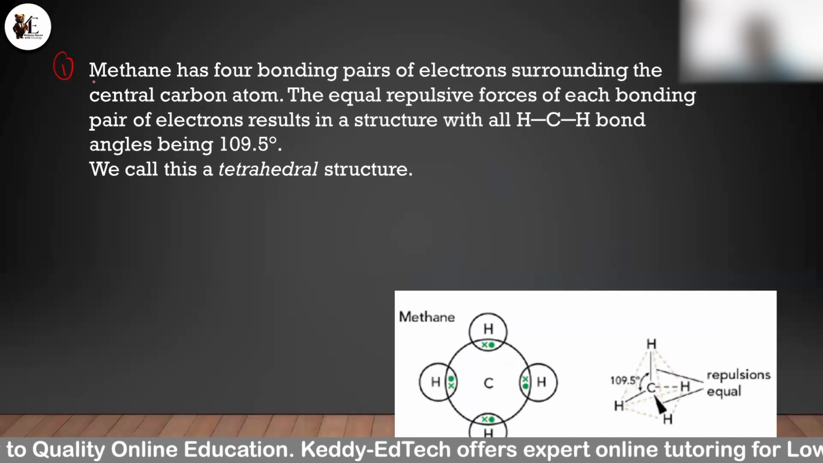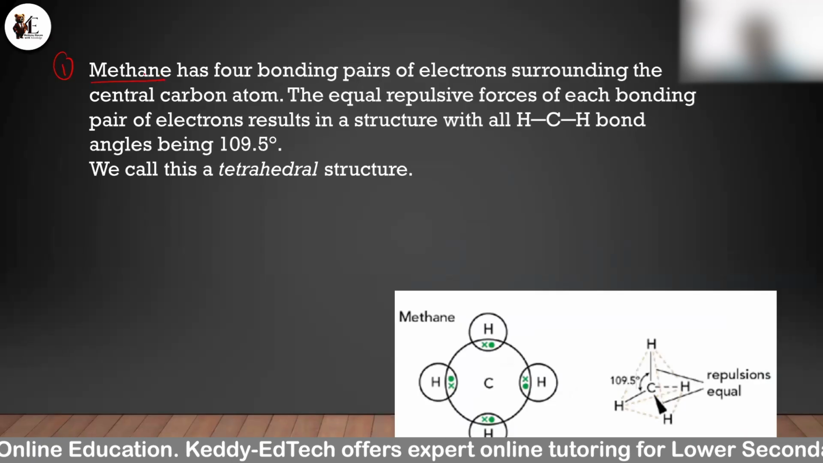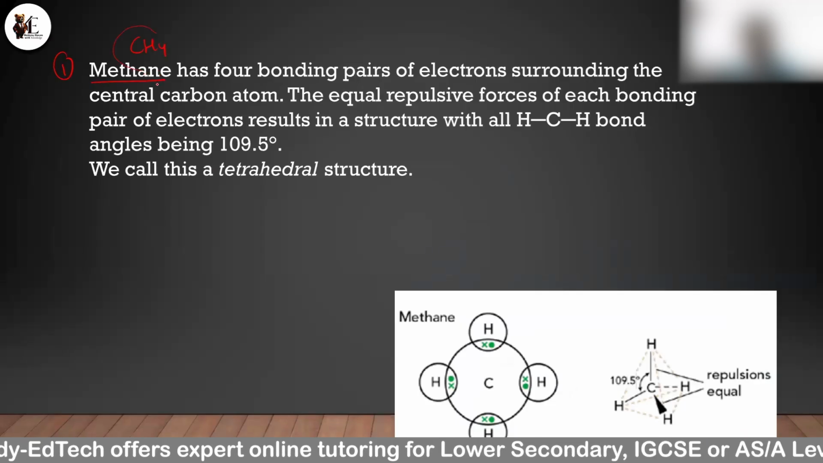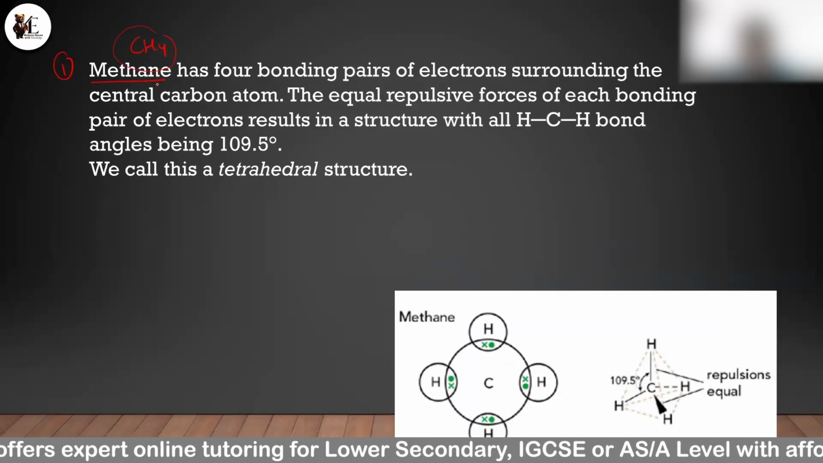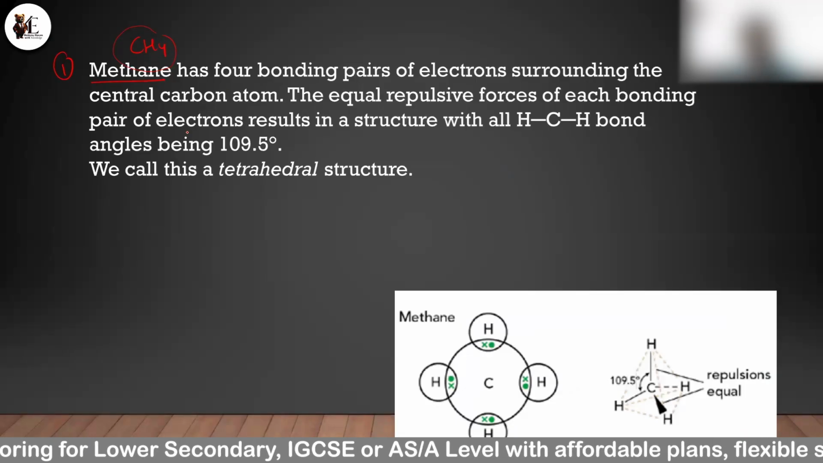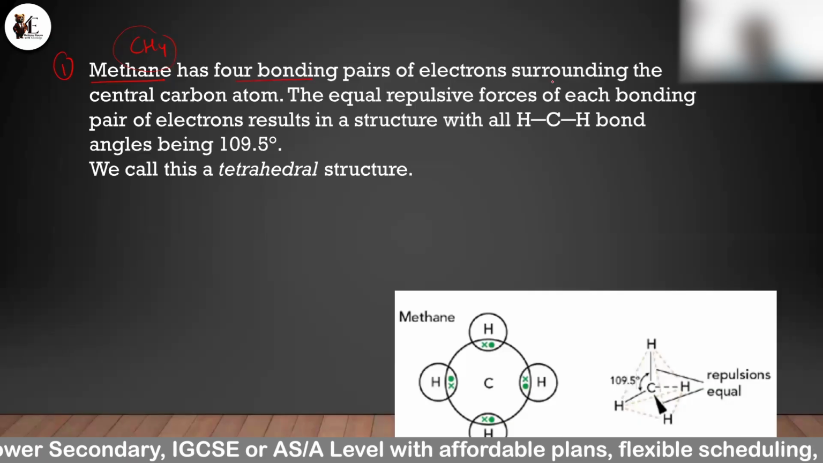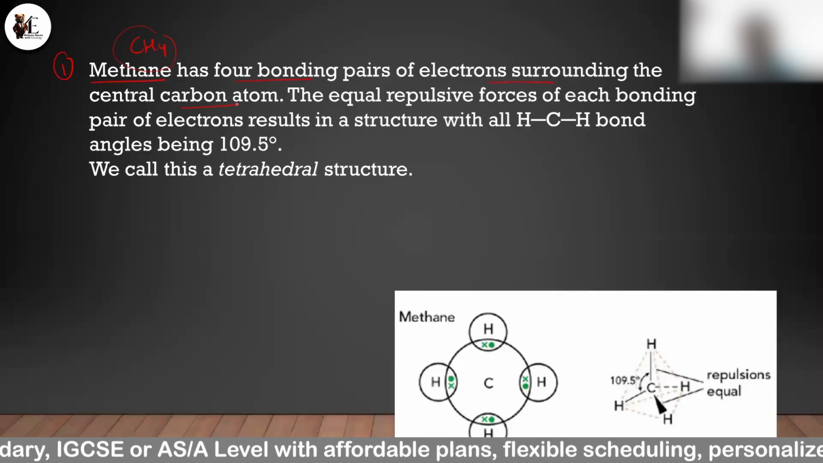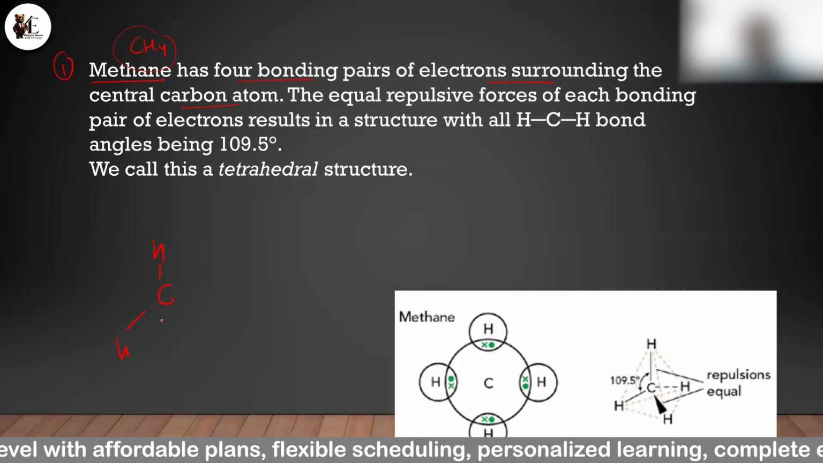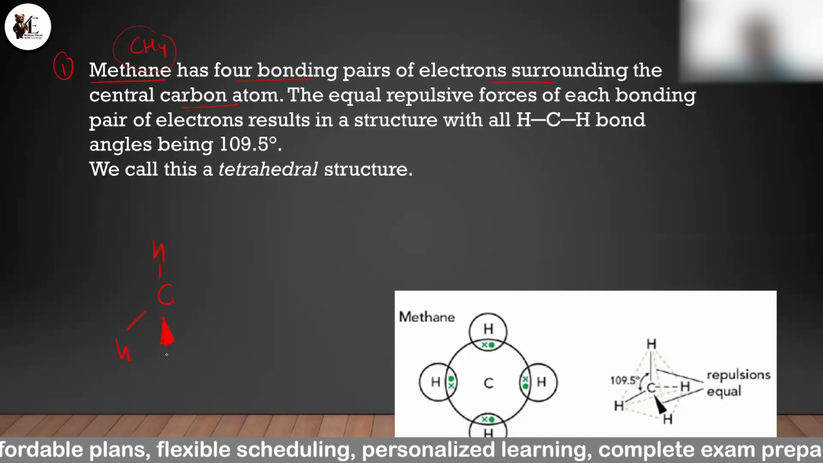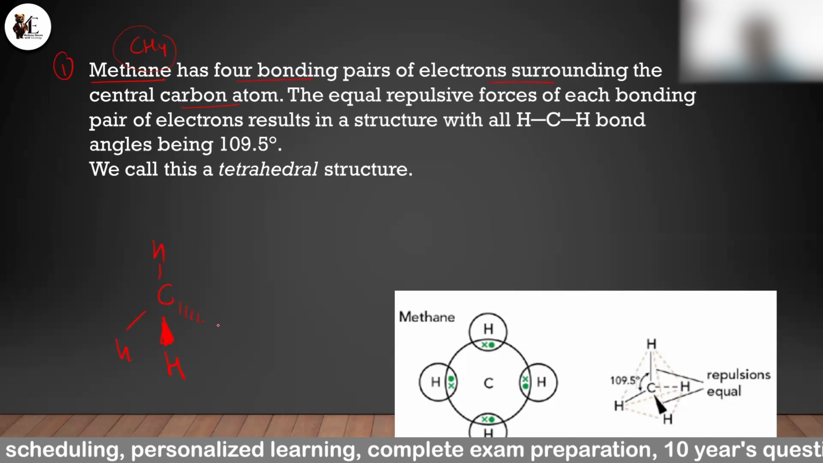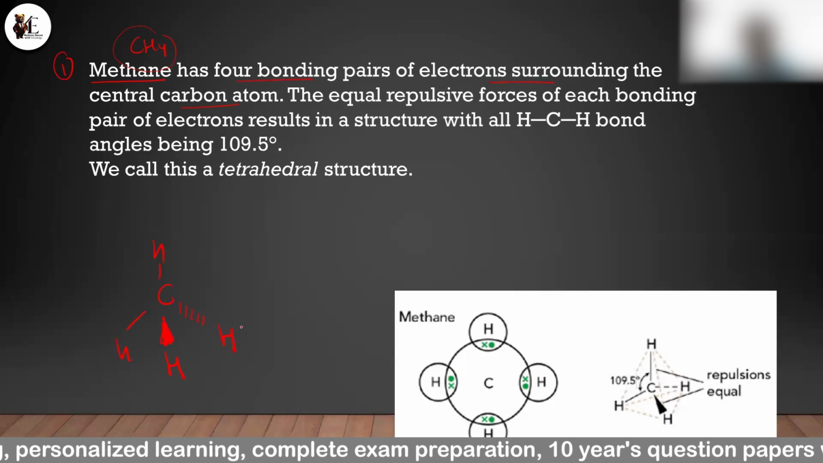So first is our methane. What is the formula for methane? Methane is CH4. Now you have to tell me the geometry, the shape of CH4. How can we identify the geometry of CH4? It has 4 bonding pairs of electrons surrounding the central carbon atom like this. One hydrogen is above the plane, so we represent it by a wedge, and one hydrogen is below the plane, so we represent it by a dash.